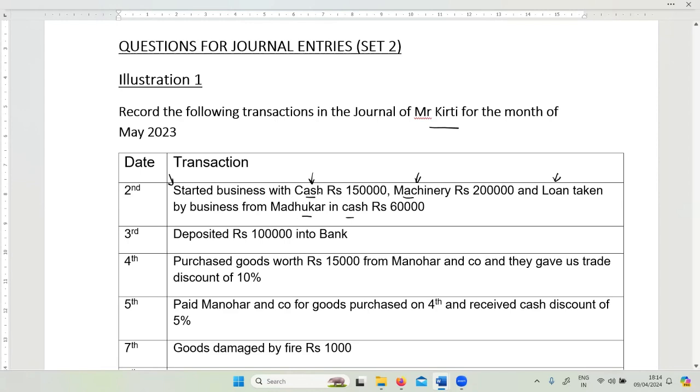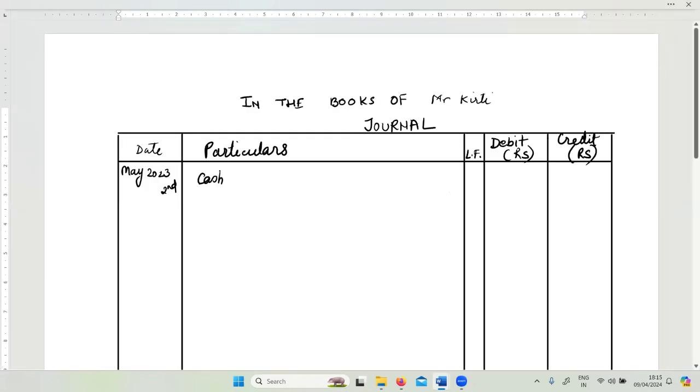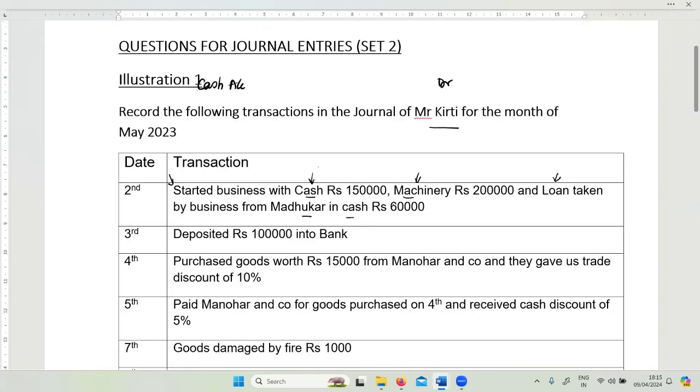So what all will be debited and what all will be credited, we'll have to identify first before we put it in the journal. So if you see cash account, cash is brought in, so it will be debit. Then machinery will be debit. Business is started, capital account always will be credit. Loan taken also, basically from Madhukar, loan will also be credit. Okay. Let's put this transaction now. Business, cash is coming in, cash account. Cash account is debit.